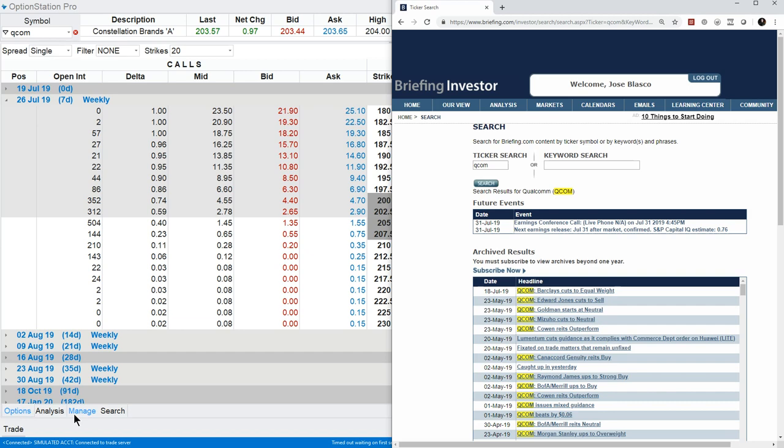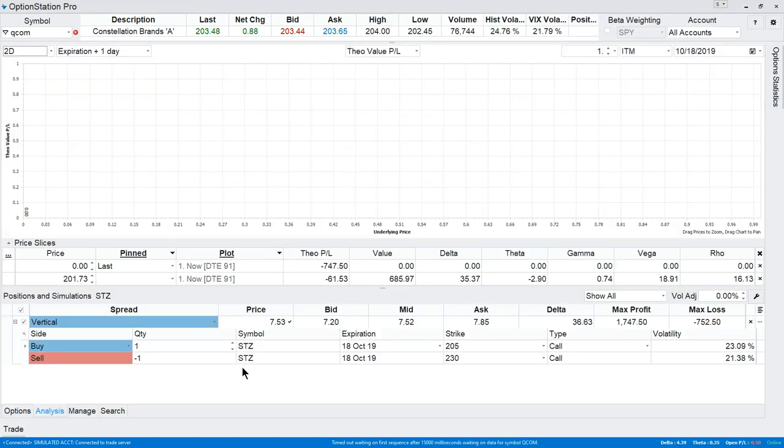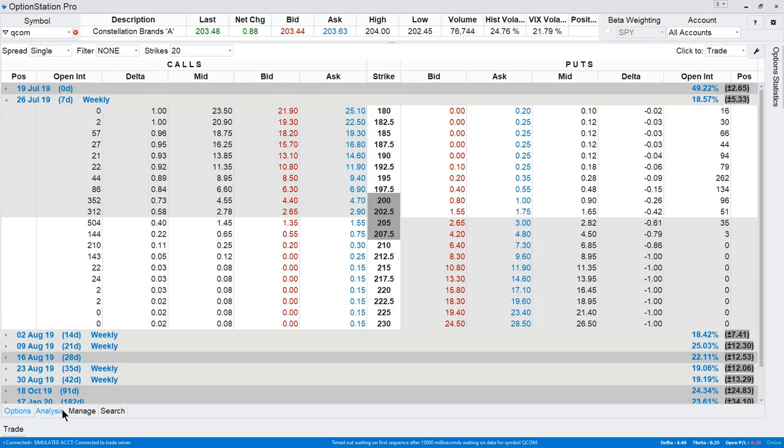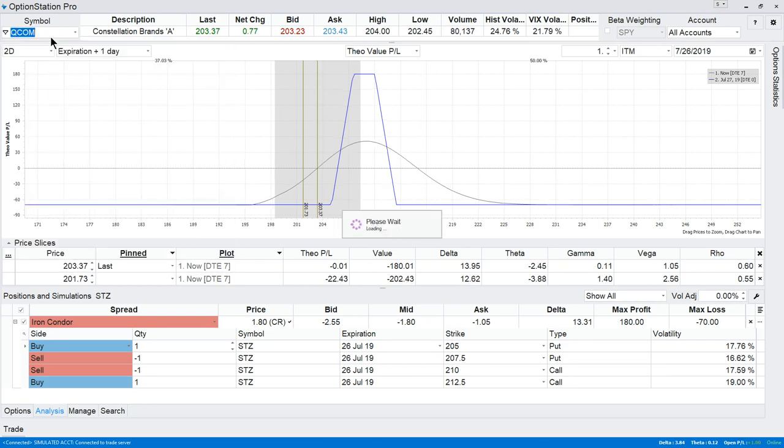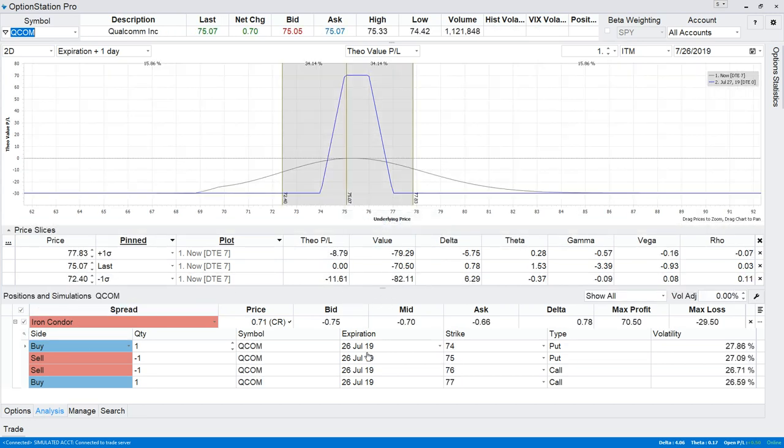Okay, so when looking at July 26, if I click on analysis, let me go ahead and remove Qualcomm here, right click anywhere to analyze and sell any random iron condor, just as I did before. Oh, it didn't fully unload here. Qualcomm, okay, now please wait, we have it. So we got a July 26 expiration, okay? I don't care about the strikes right now, so we don't need to look at them.